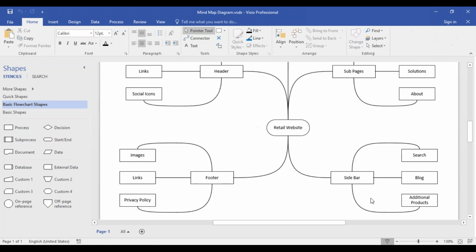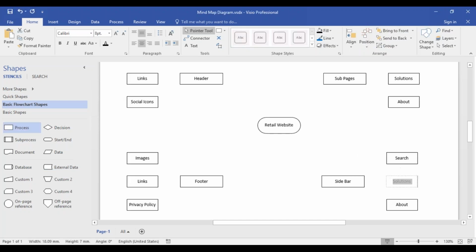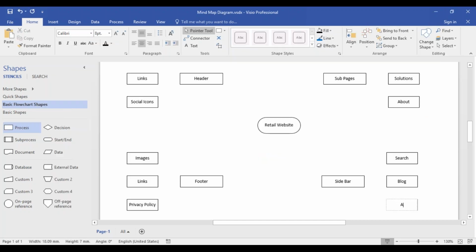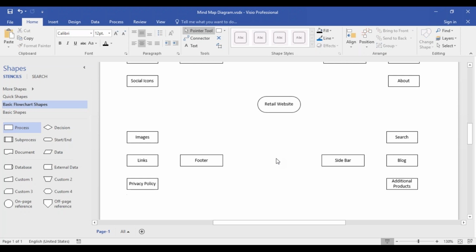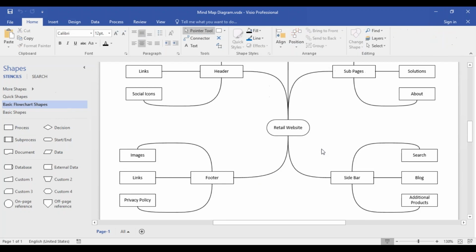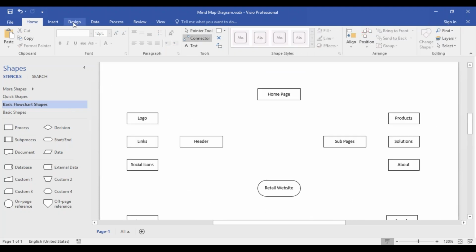Search, blog, additional products. Enter products. Okay, so now you have the framework ready. All you have to do is add the connectors. Very easy. Click on the connector, but you need curved connectors here. We don't need straight connectors.